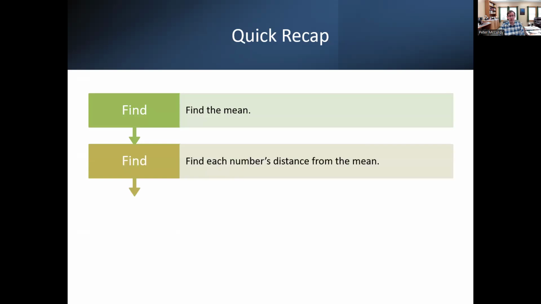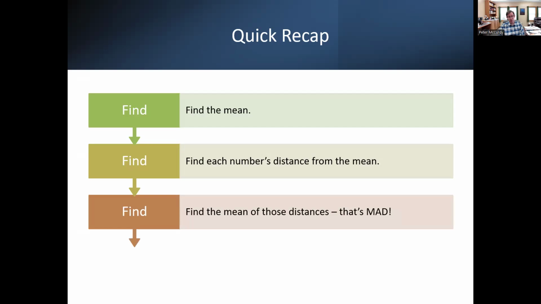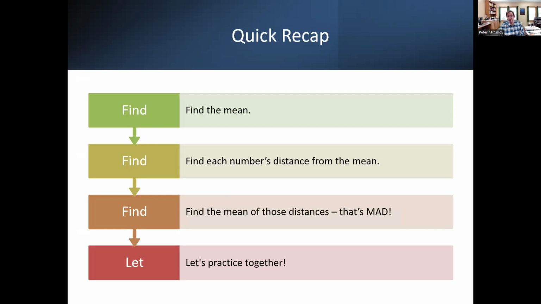We find each number's distance from the mean. So again, we subtract the mean from the number. That gives us a value, and it's always positive, even if it comes out negative on your calculator, because we're looking at the absolute value. We're looking at the distance. Finally, we find the mean of those distances. That's MAD. We add up those distances, we divide by the number of data points, and we get our MAD. So let's practice together.